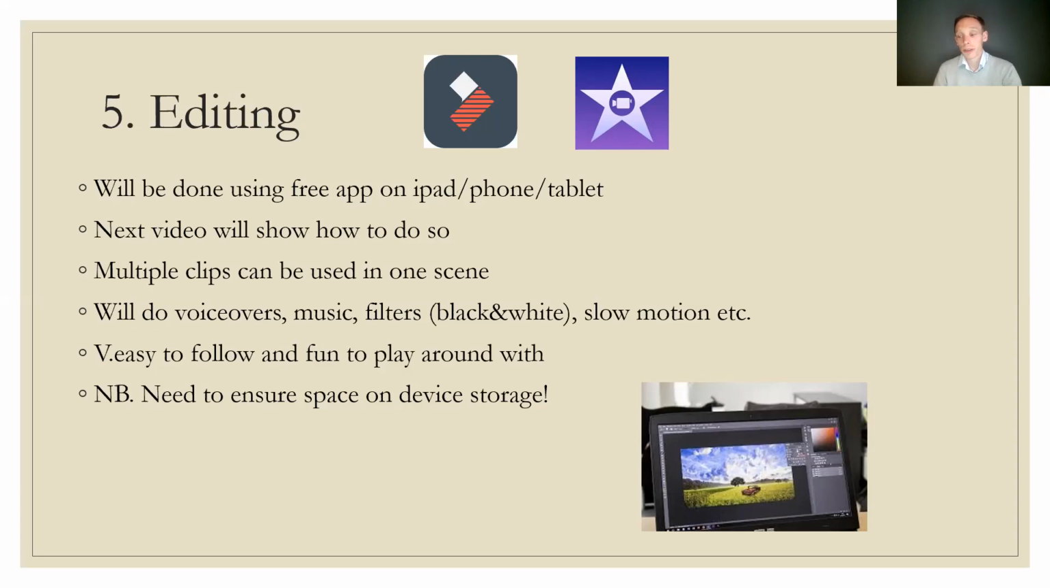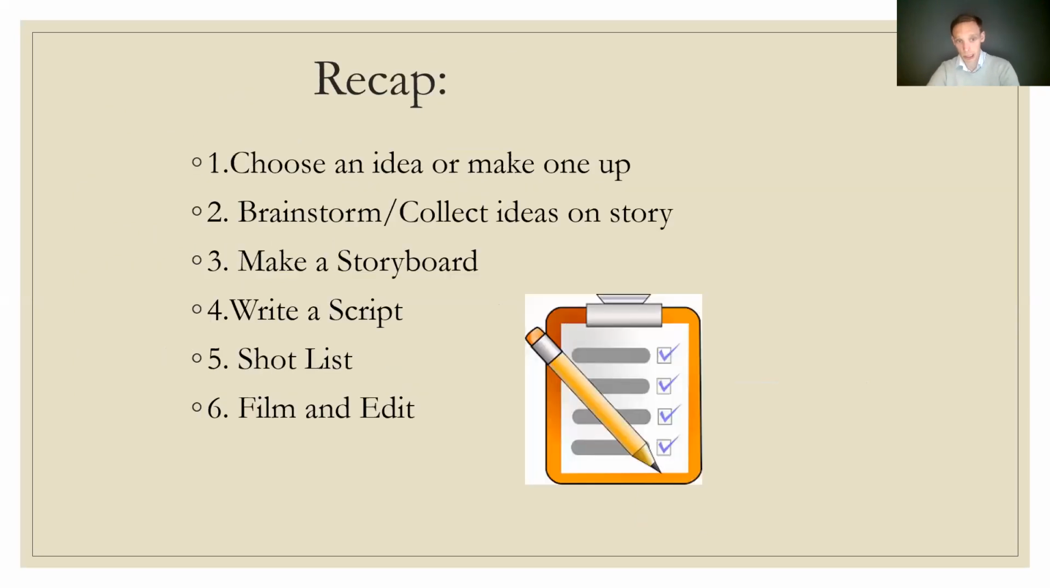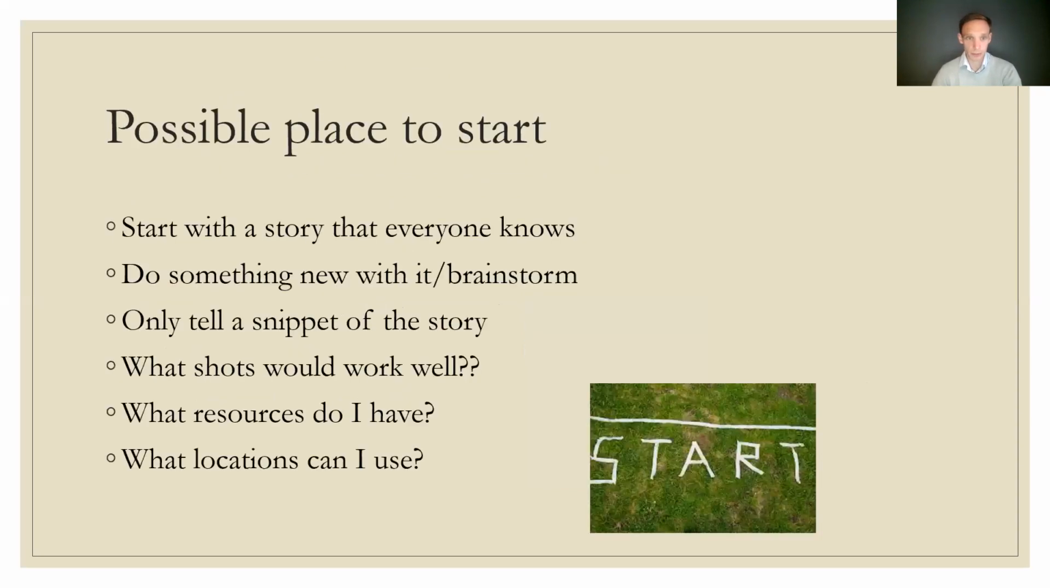All you have to make sure of is the device you're using has storage on it, that it has memory to save all of the different videos you're going to use. So again, what do we do? Choose an idea. We think of different things we can do with that idea. We brainstorm, we make our storyboard, write our script, write our shot list, and then we film and edit. And now we have our movie.